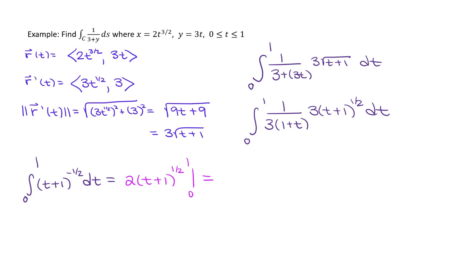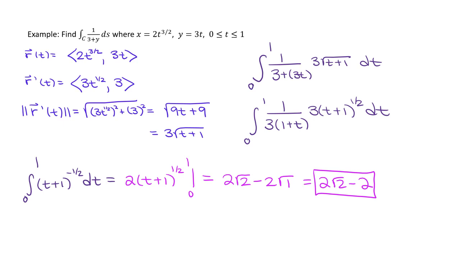So I got (t plus 1) to the 1/2 divided by 1/2, or times 2. And then I'm going to plug in my bounds of integration. So I have to plug in 1, plug in 0, and subtract them. And there is my final answer, 2 root 2 minus 2.